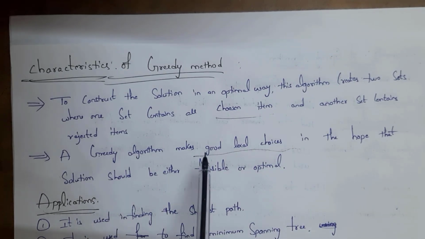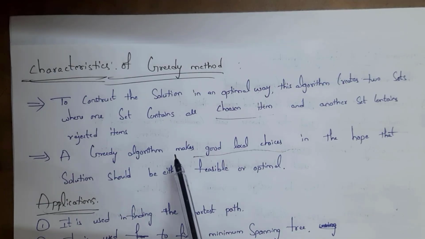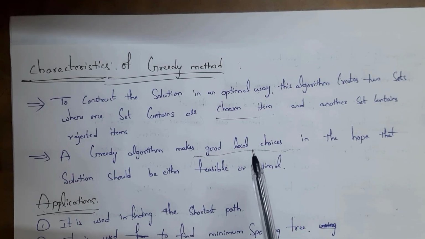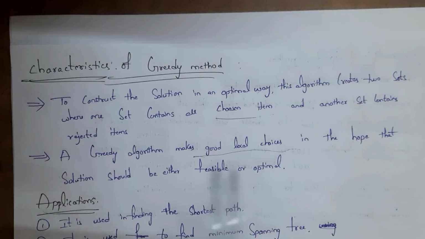A greedy algorithm makes a good local choice. A good local choice is nothing but a decision taken based on present available information. So a greedy algorithm makes a good local choice in the hope that the solution will be either feasible or optimal. Whatever local choice we have taken, that local choice will lead to a feasible solution or optimal solution.